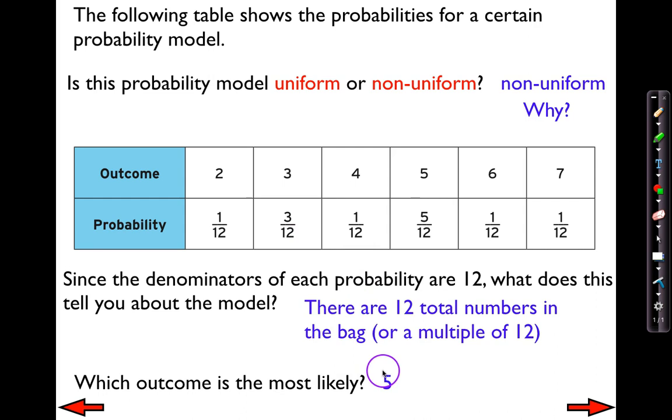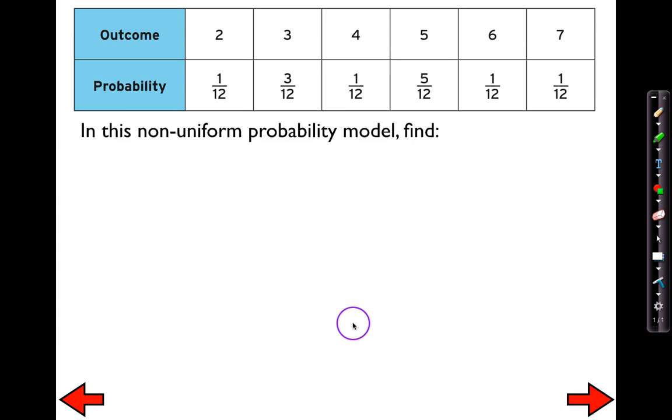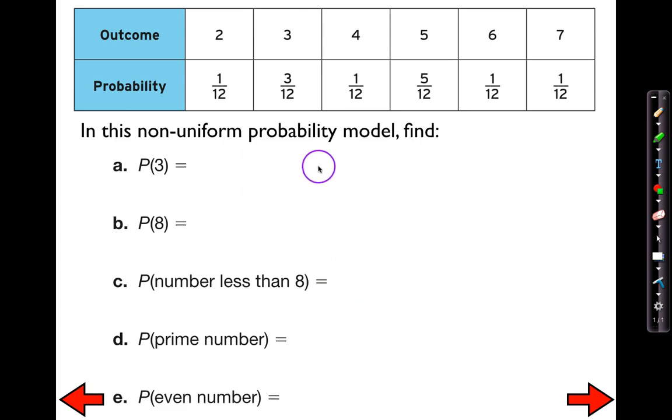So again, it is 5. That's the most likely outcome to occur. In this non-uniform probability model, find the following. What's the probability of it landing on a 3? What's the probability of it landing on an 8? What's the probability of getting a number less than 8? What's the probability of getting a prime number? And what's the probability of getting an even number?